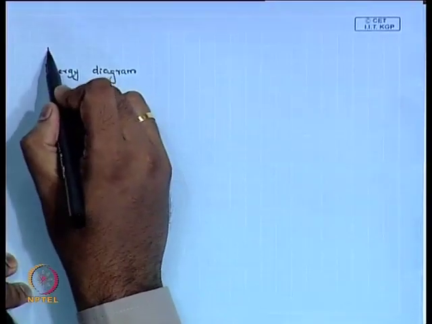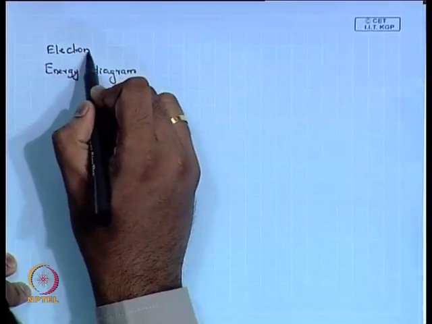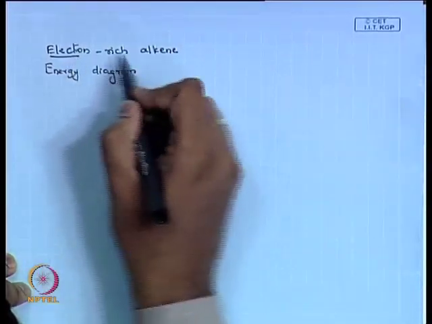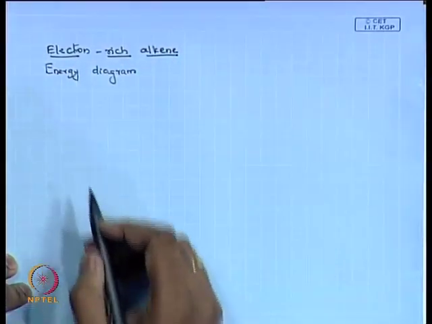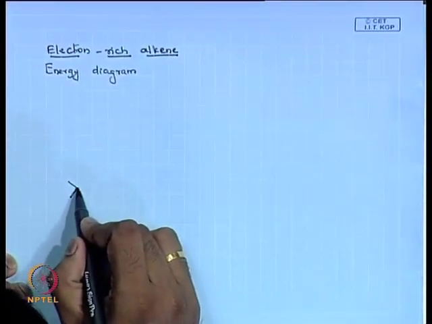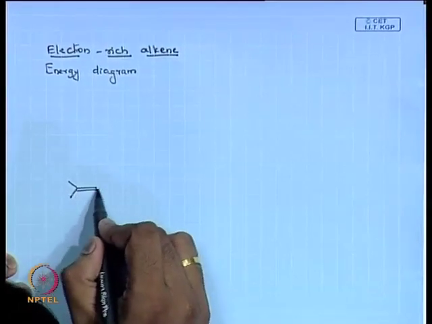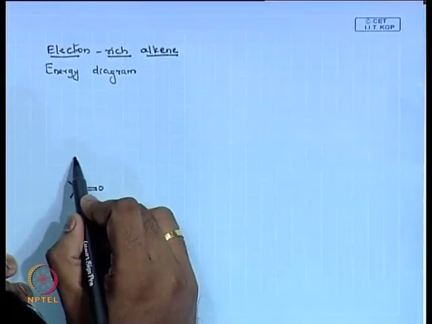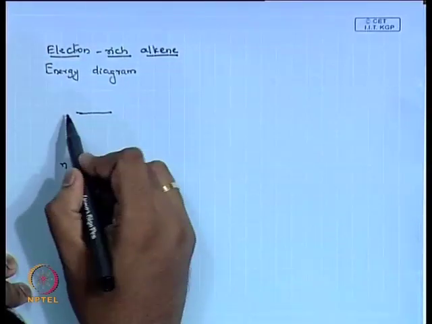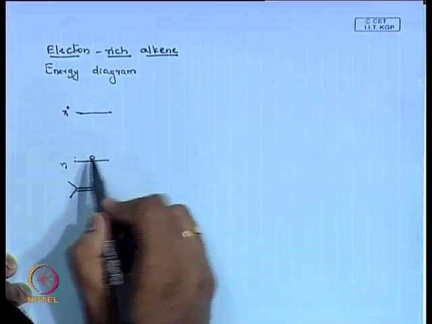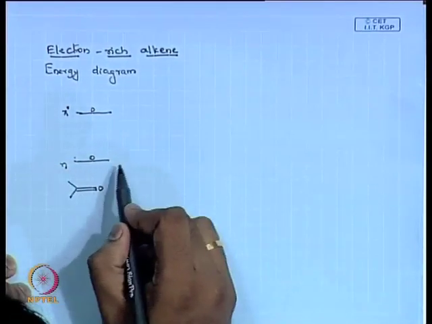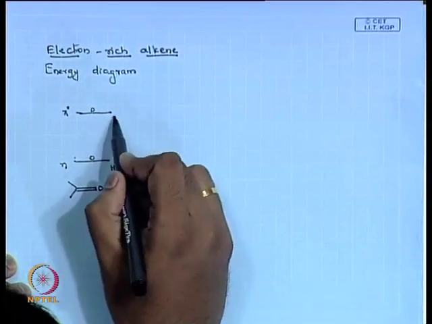I will start with my electron rich alkene system. I have a carbonyl system, okay, acetone. I do an n pi star for this. I'm just drawing the excited state. So, this should be your HOMO and this should be your LUMO.